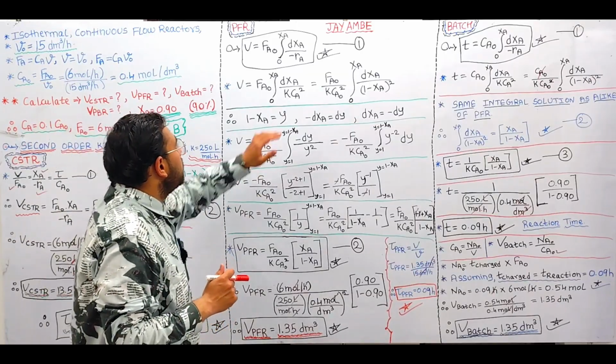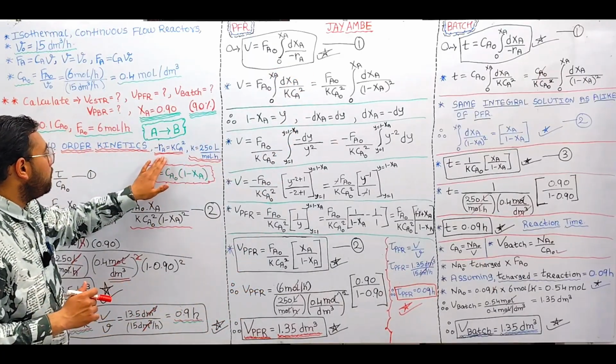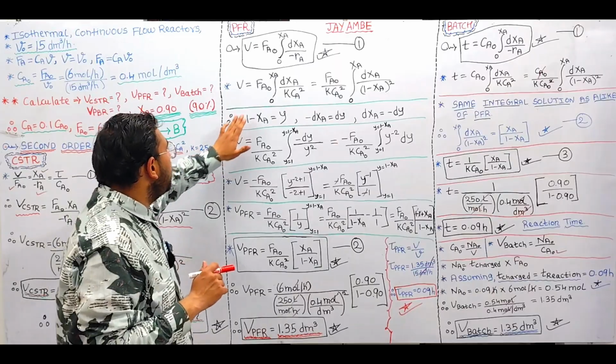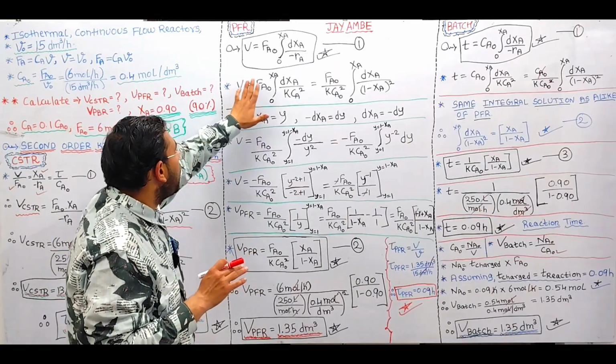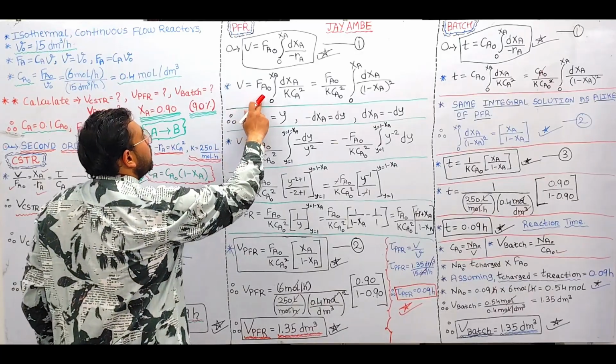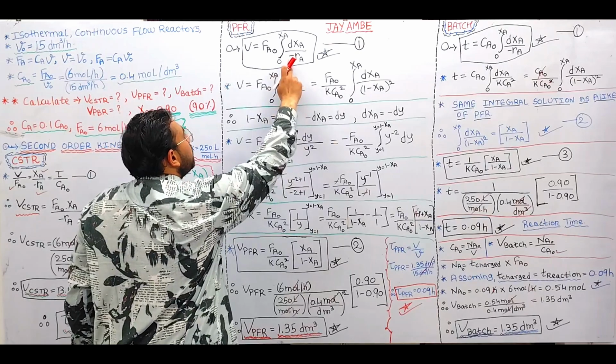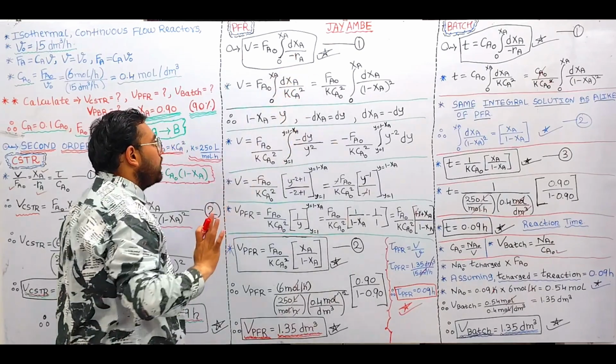Here the minus Ra we can substitute with the given rate law. Minus Ra is equal to K Ca square. Therefore, now we need to solve this performance equation. So V is equal to Fa naught, which will remain as it is, integration of 0 to xa dxa upon minus Ra, which we are writing as K Ca square.